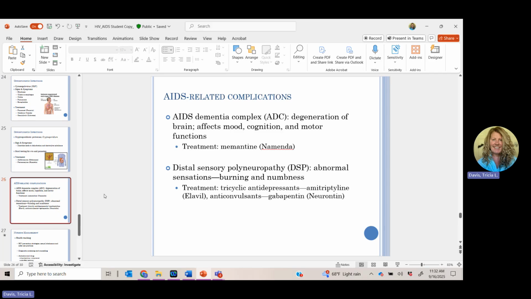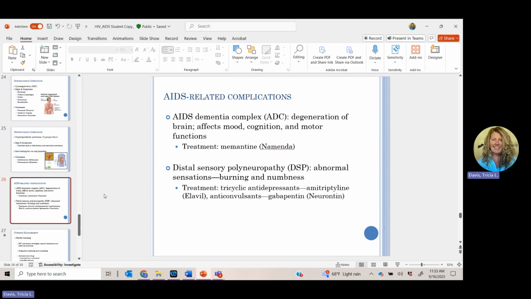And then we have something called an AIDS dementia complex, ADC. This is where infection turns into AIDS and it causes a rapid degeneration of the brain. So this degeneration of the brain is going to cause very severe symptoms in the patient's mood, their cognition, their level of consciousness, and their motor function. So they're not going to be able to participate in their activities of daily living, walk, talk, feed themselves, things like that. The medication that we can give to help with this is called Namenda.